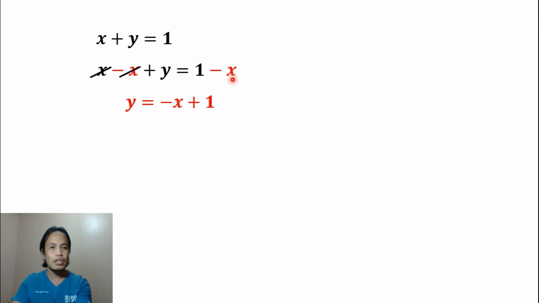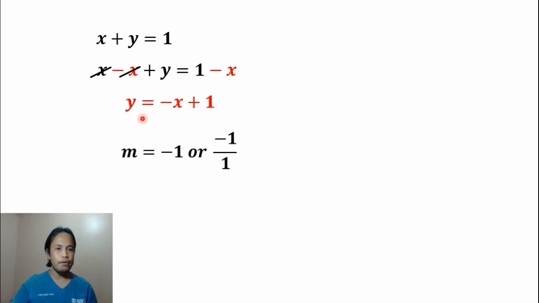Then we arrange our negative x shall come first, then plus 1. Then this time, this is now the slope-intercept form, y equals negative x plus 1. We will now identify our slope. Slope, therefore, is negative 1. So this is negative x, it has assumed coefficient 1. That's why we have here negative 1. Or, assume denominator 1, so that's why negative 1 over 1. Our slope is negative 1 over 1.